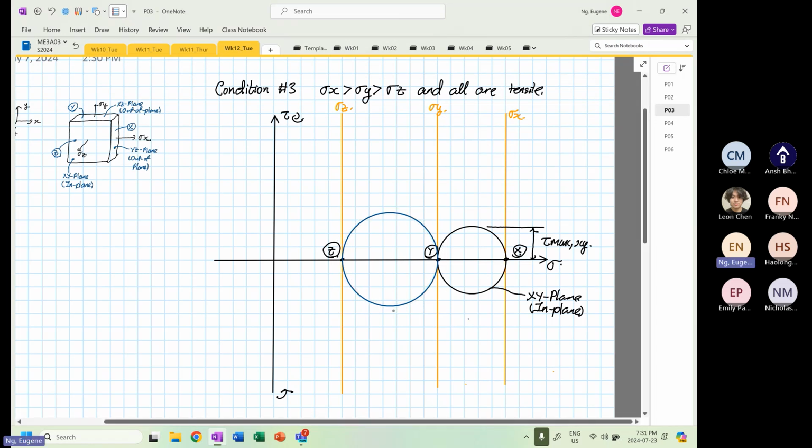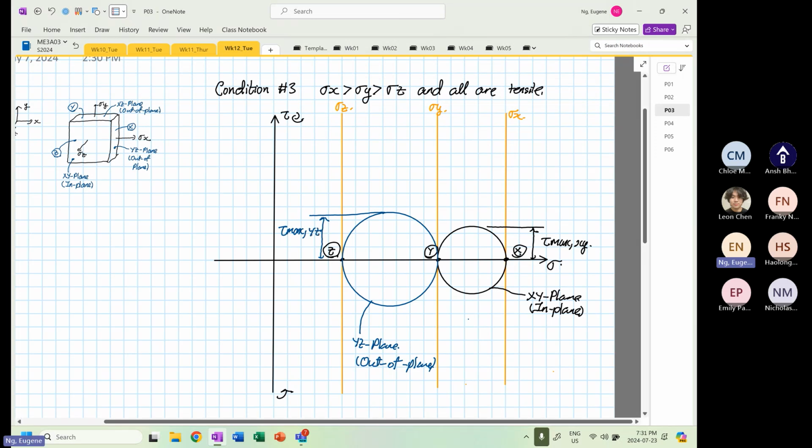So this is our YZ plane, and it's our out of plane. So for this case, our tau max in the YZ plane. Okay.